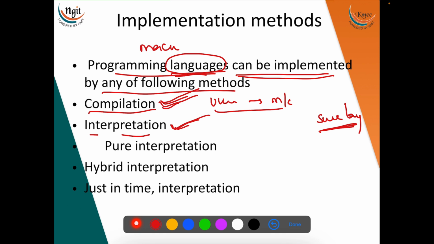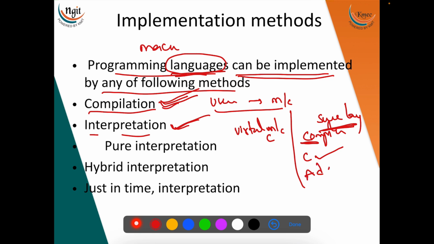So in compilation also, there are languages which use a virtual machine. That means virtual compiler and compiler. So we know already C is a language which uses a compiler. Is there any other language which uses a compiler? Yes. Ada is a programming language which uses a compiler.